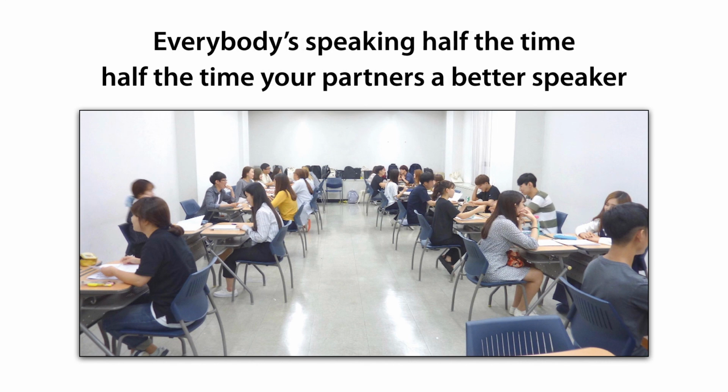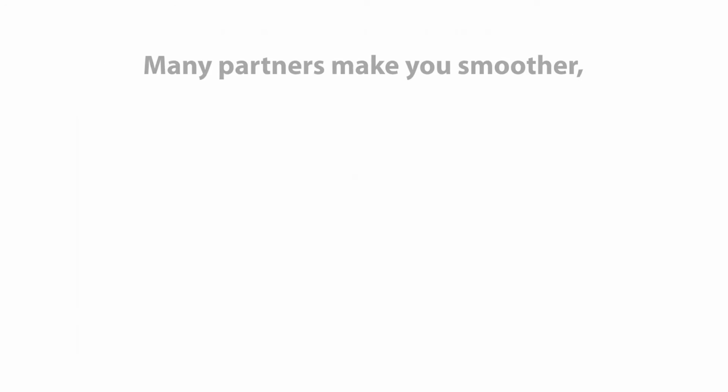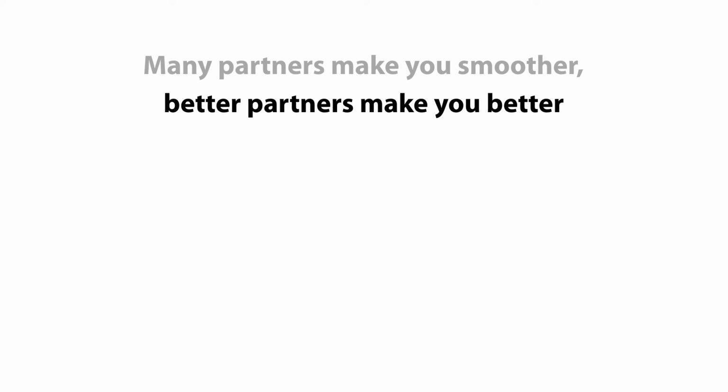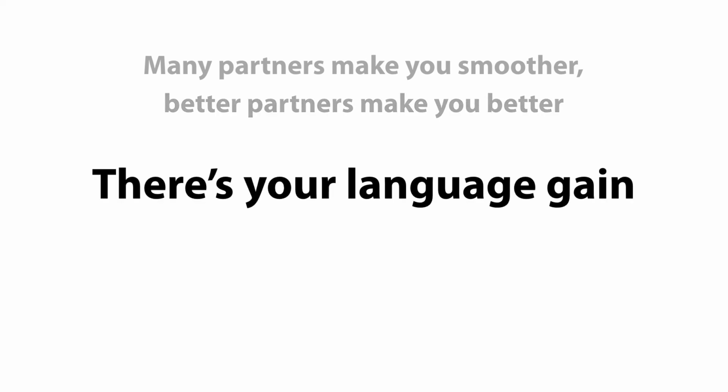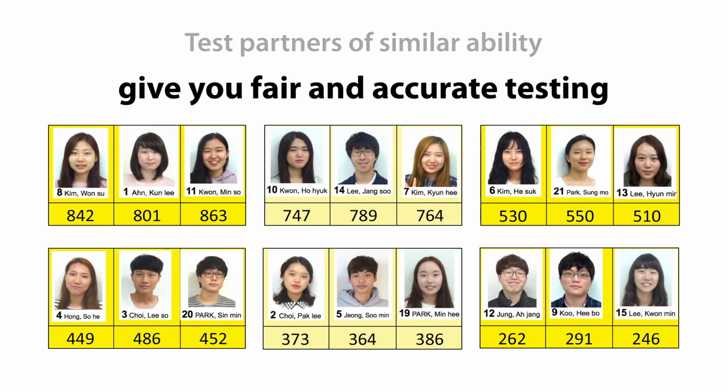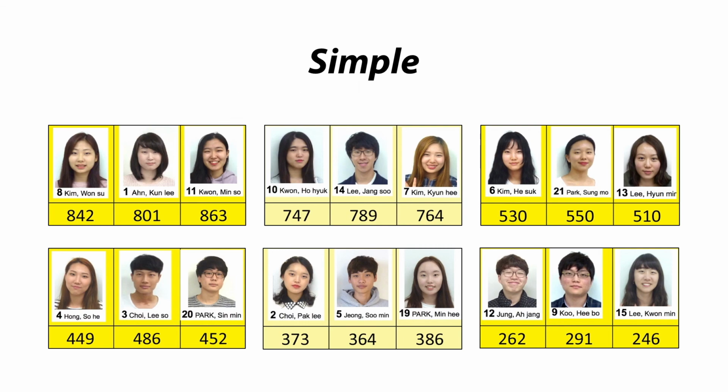Everybody's speaking half the time, and your partner's a better speaker. Many partners make you smoother, better partners make you better. There's your language gain. Test partners of similar ability give you fair and accurate testing. Simple.